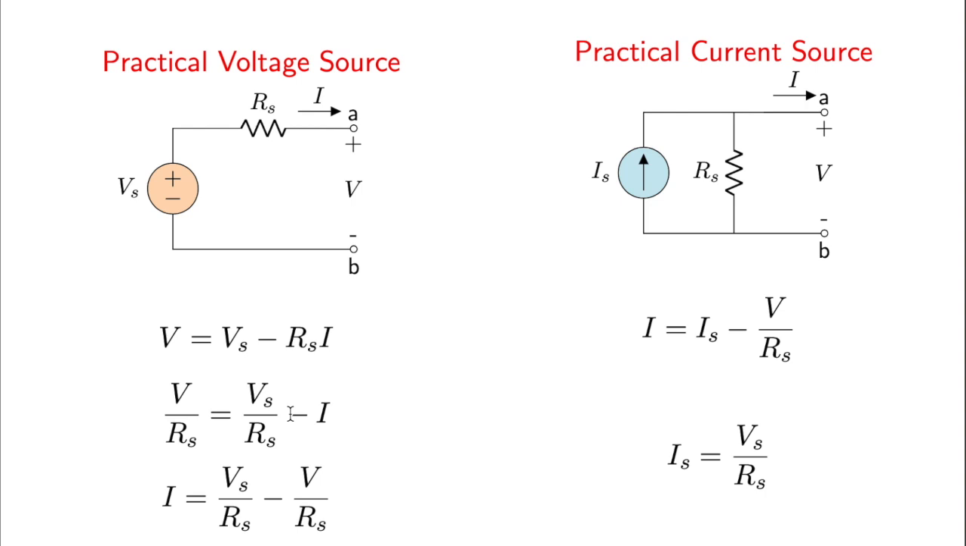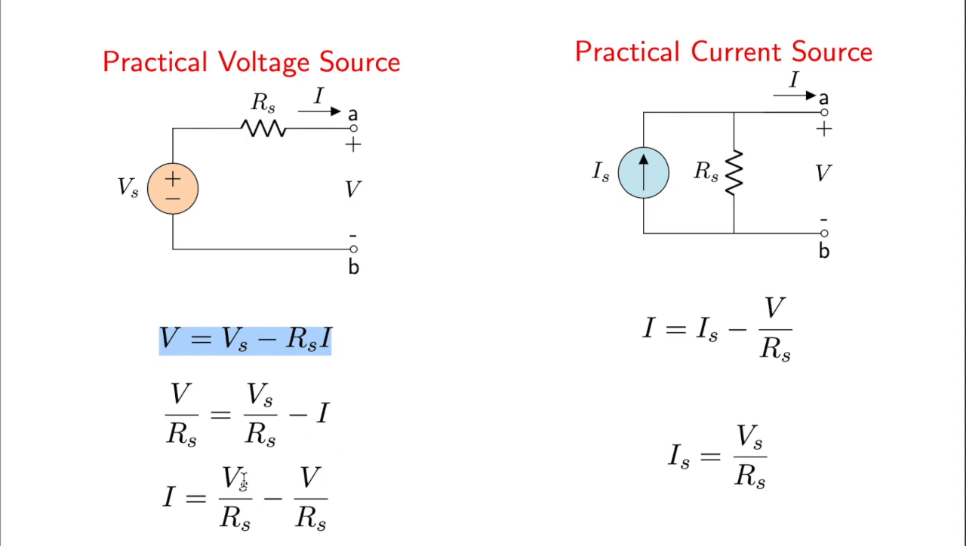Now the two representations, the practical voltage source and the current source, are representations of the actual phenomena. Mathematically, we can transform one source into the analogous representation of the second form. Say, if I look at the voltage source equation, V is equal to Vs minus I Rs, and divide this by Rs and rearrange the variables.